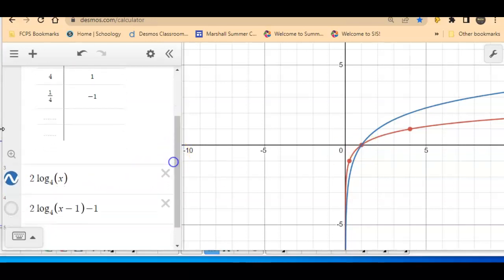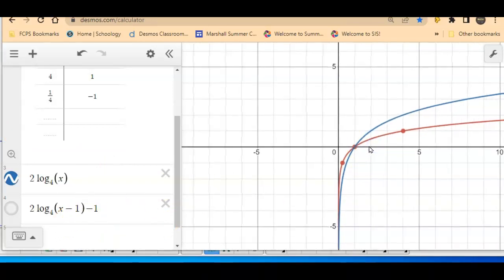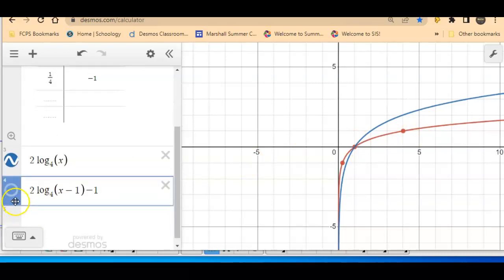Now let's look at it if we do our transformations on it. Our h is equal to 1 because it's x minus 1 here. That means we're going to go 1 to the right. And then k is going to bring it down 1. So we should have a point that goes through 2, negative 1. And then this point should come down 1 and go to the right 1, so it should go through 5, 1. Let's take a look at that.